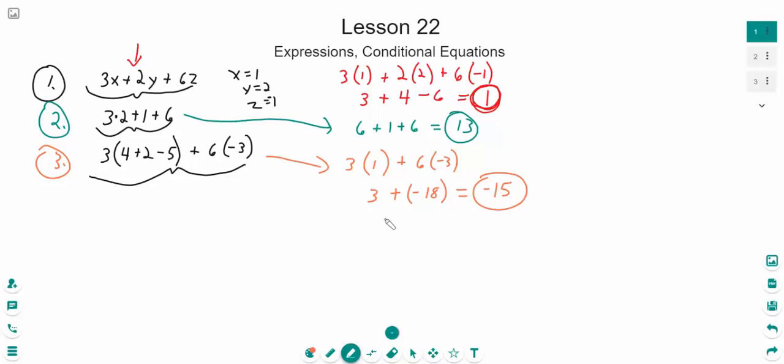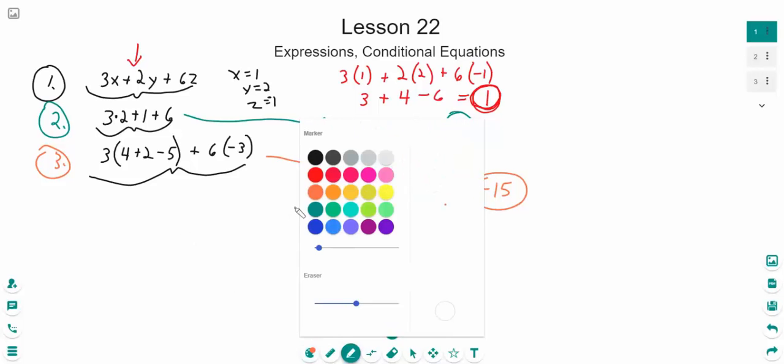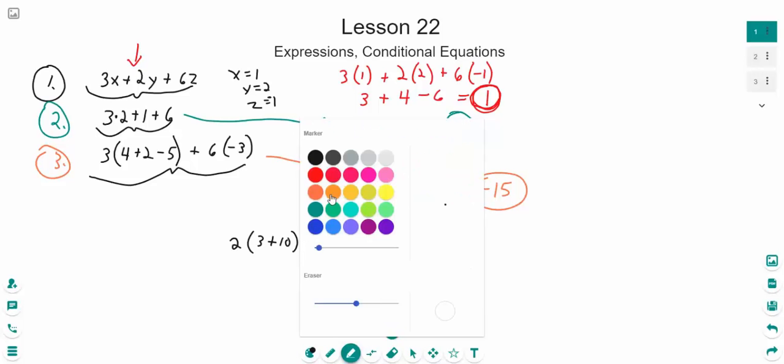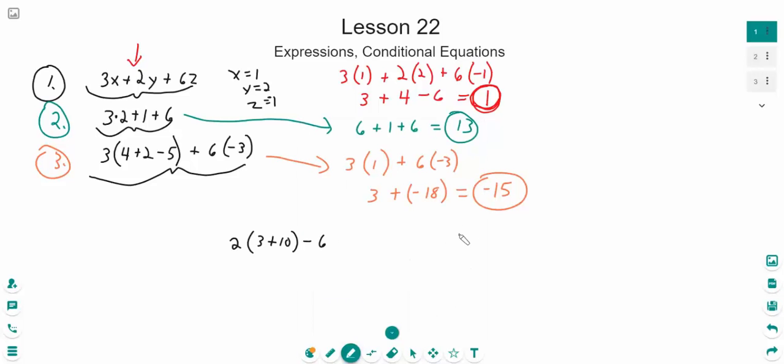Now, in algebra, it becomes very important to move past expressions. We want to actually start comparing expressions. So let's say we have 2 expressions. Let's just make one up here. Let's say we've got 2 times 3 plus 10 minus 6. And then we have another expression, maybe in a different color. We've got maybe 4 plus 3 times a negative 6 plus 2.